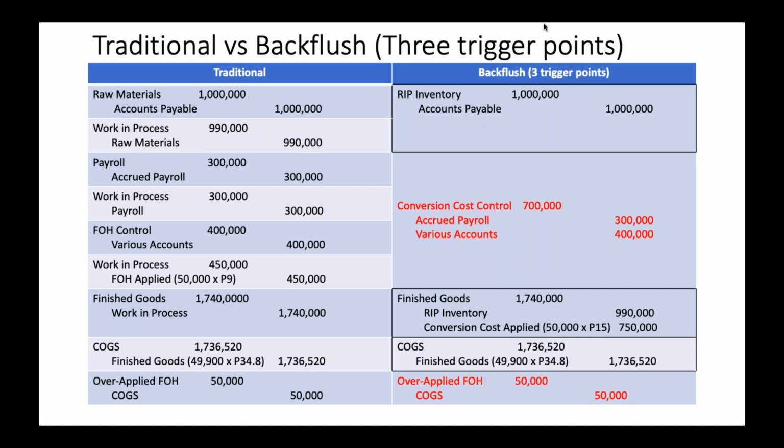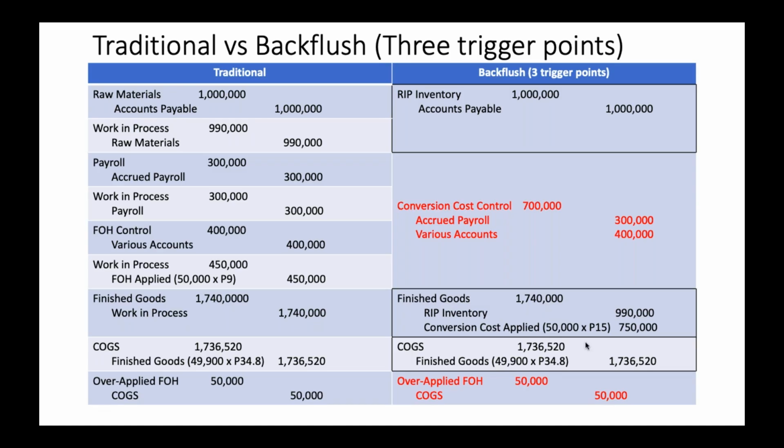That's the first trigger point and we made an entry. And then we put the raw materials into production, and at the end of the process, we will be producing some finished goods. Upon completion of the production process, this is another trigger point. We will do an entry on trigger point number 2, which is upon completion of the production. So upon completion, we recognize finished goods, 1,740,000.